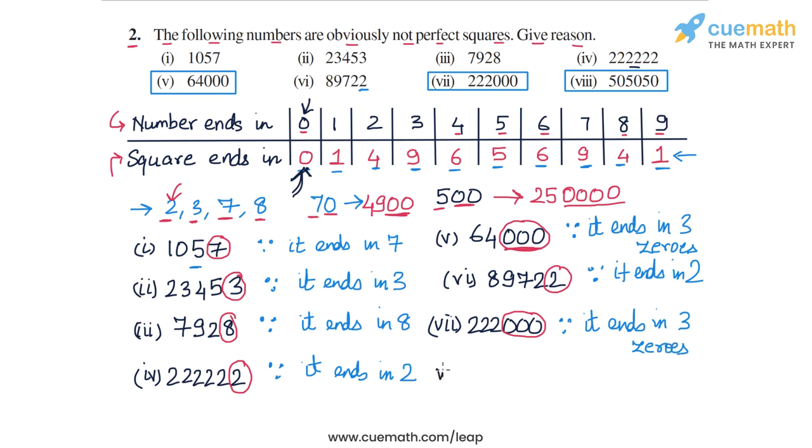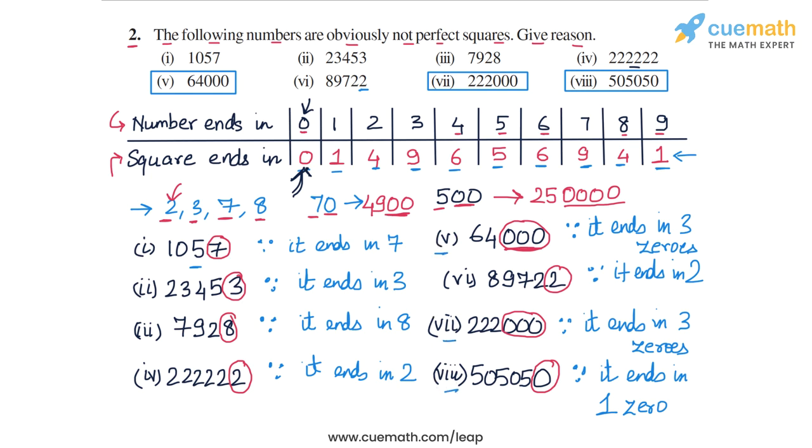And finally, in part 8 the number is 505050. If you look at the ending set of zeros, there is only 1 zero at the end, and that 1 is odd. So because this number ends in just 1 zero, it cannot be a perfect square. So this is the correct answer for parts 5, 7 and 8.